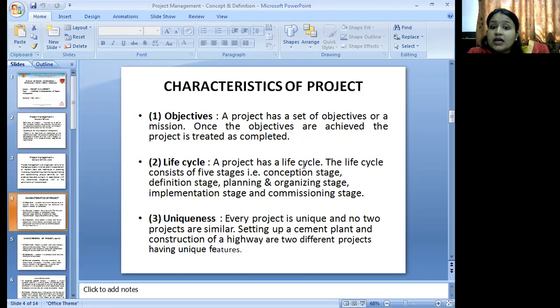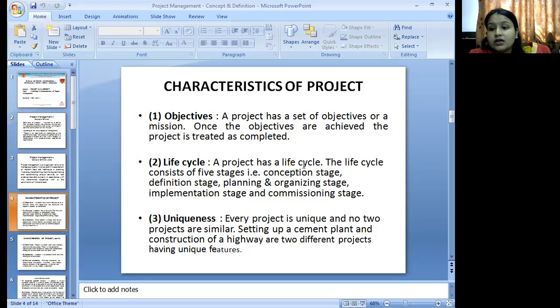Let's begin with the characteristics of project management. First is the objectives. Basically, a project has a set of objectives, a mission or activity. Once the objectives are achieved, the project is basically completed. Second is the life cycle. A project has a life cycle. The life cycle consists of 5 stages: the conception stage, definition stage, planning or organizing stage, implementation stage, and commissioning stage.